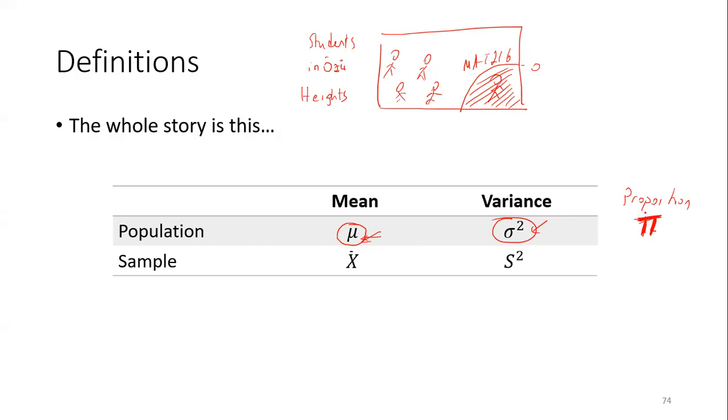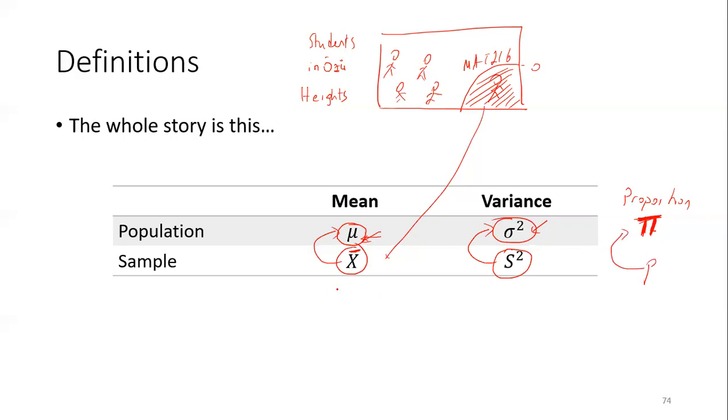So it's almost impossible to find, for example, the average height or the variance of the height or the proportion of people in Özyeğin who like Cafe Nero. So what we do is we take a sample and calculate x bar. x bar is a representative of the mean, and we calculate S square. S square is a representative of sigma square. And we calculate P, which is the representative of the proportion.